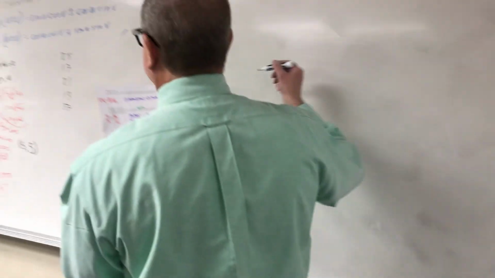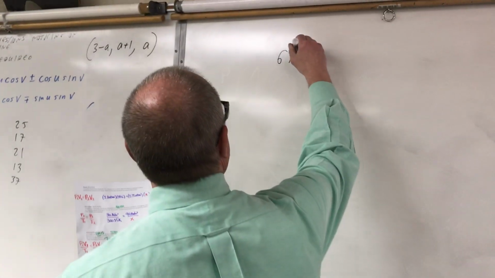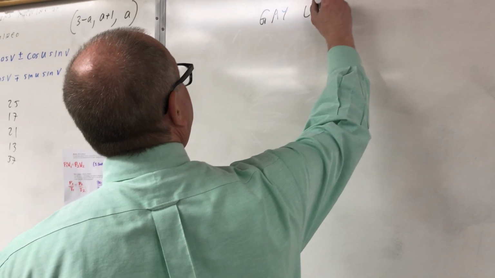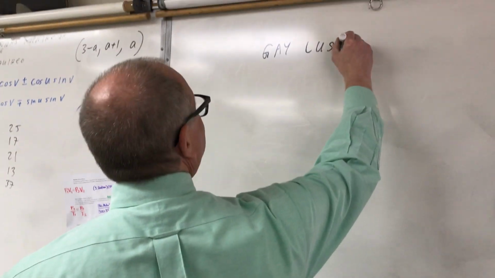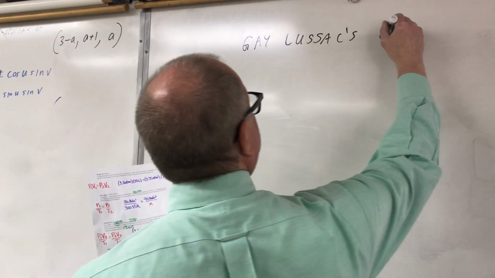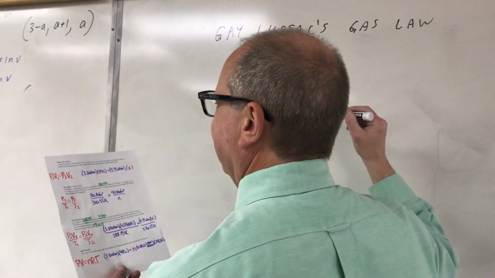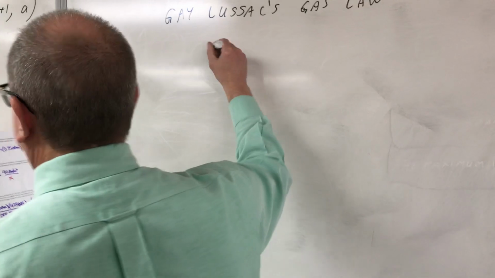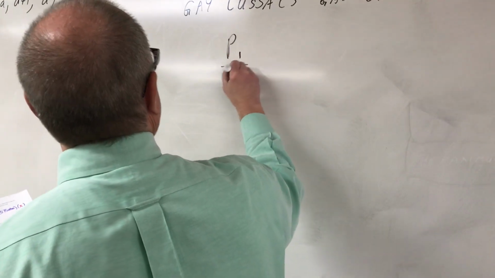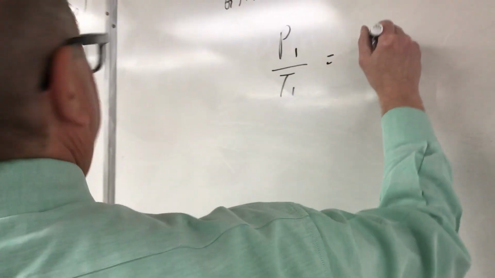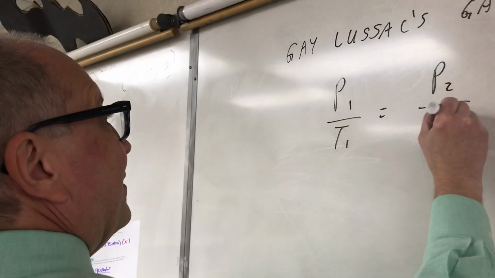All right, Mr. T, you do the Gay-Lussac one. So we're doing Gay-Lussac here. Is that how you write G's? Gay-Lussac's gas law, right? Yeah. Okay, so it's P sub 1 over T sub 1 is P sub 2 over T sub 2.